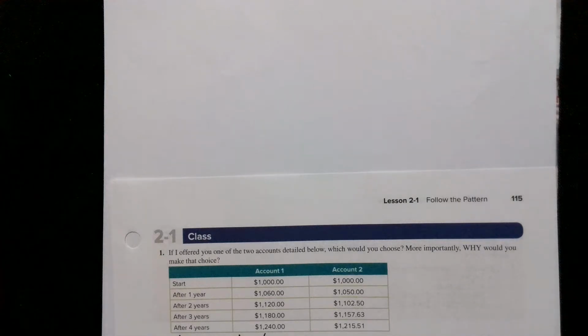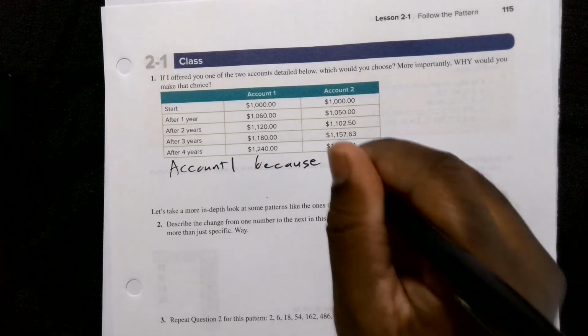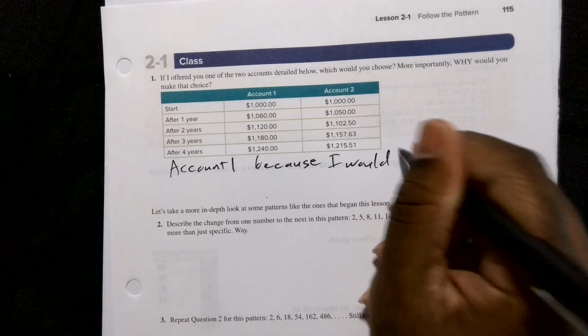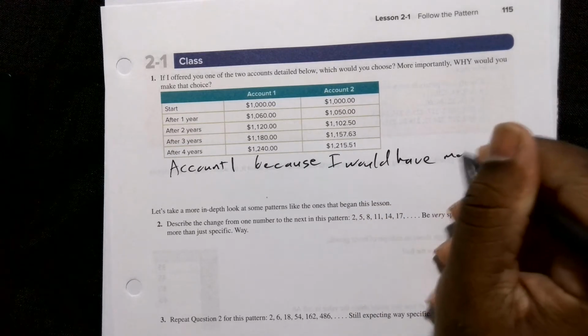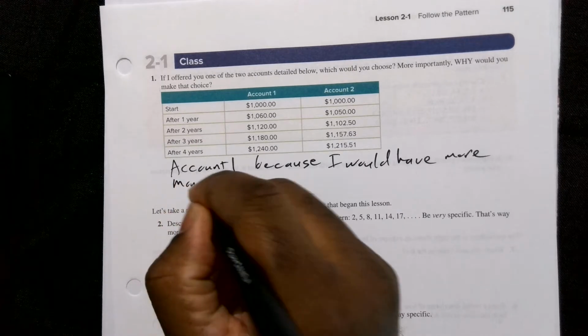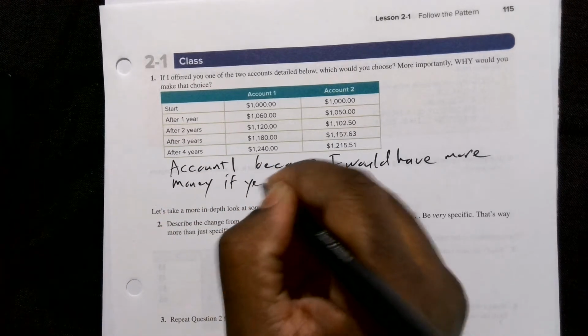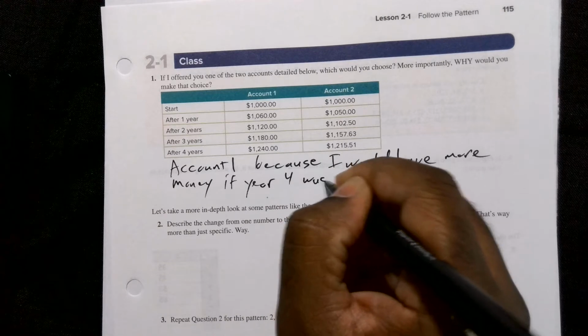Okay, class, we're about to start the second part of section 2.1. It says here, number 1, if I offered you one of the two accounts detailed below, which would you choose? More importantly, why would you make that choice? Now, just glancing here, if I'm assuming that this account only goes to the 4th year mark, I would go with account 1 because I would have more money if year 4 was my last year.